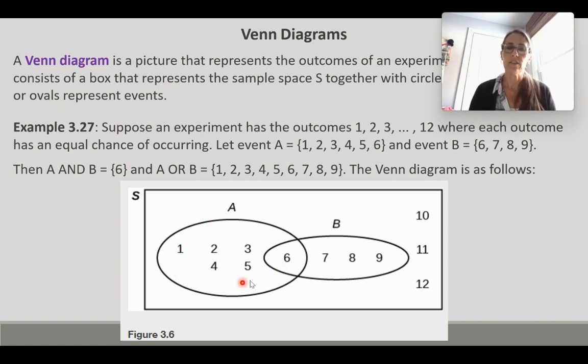You don't want to include 6 over here because you don't want it to count twice. Same thing, you're not going to put it over here. It has to live in both because it does. And then over here we have 10, 11, 12 because they're in our sample space, but they're not in event A or in event B. So they sort of live separately over here.